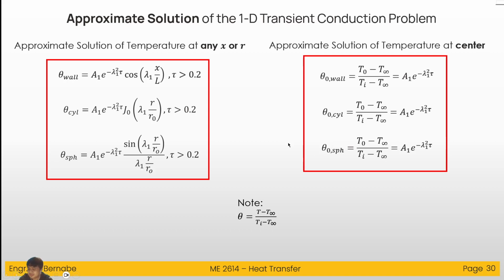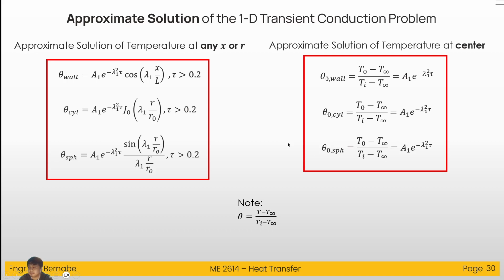We can truncate. I hope you know the truncation of numerical methods. So you can just take the first term of the infinite series and you can solve the approximate solution of your problem. Now, this is only applicable when tau, or the Fourier number, is greater than 0.2. Otherwise, it will be inaccurate. Again, it should be noted that tau, the Fourier number, should be greater than 0.2 for this to be accurate.